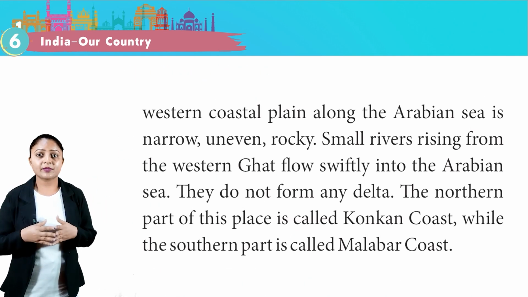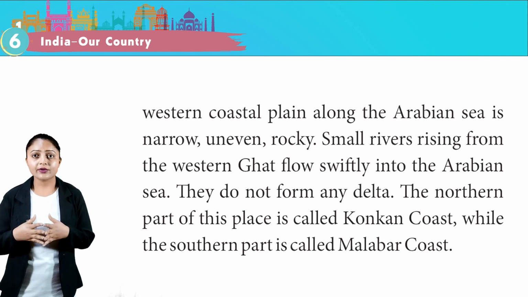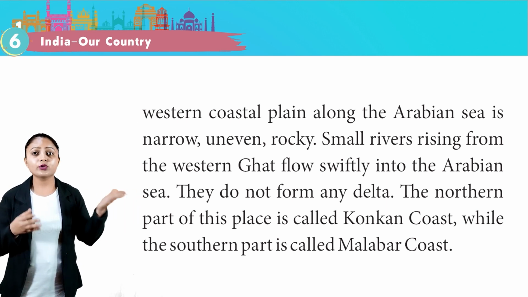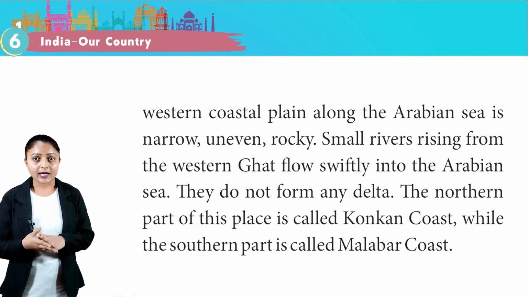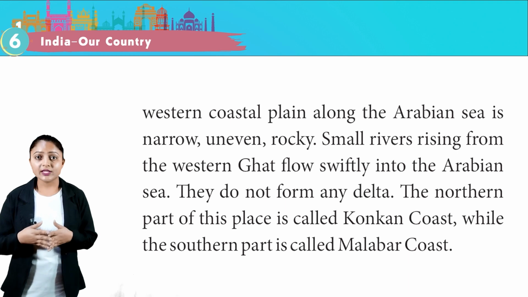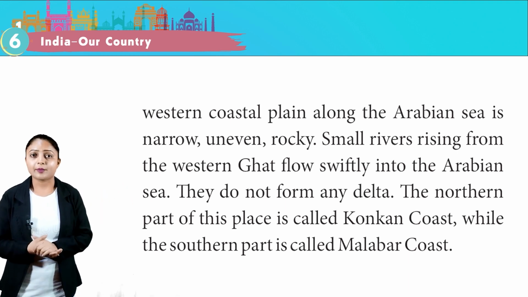The western coastal plain along the Arabian Sea is narrow, uneven, rocky. Small rivers rising from the Western Ghats flow swiftly into the Arabian Sea. They do not form any delta. The northern part of this plain is called Konkan Coast, while the southern part is called Malabar Coast.